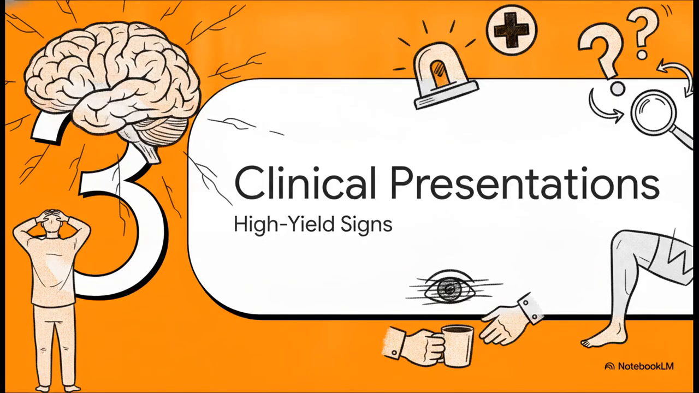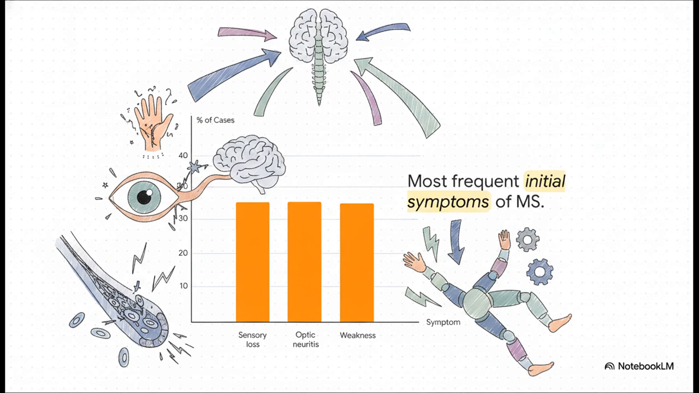All right, Section 3, high-yield clinical presentations. So how does a patient actually present? Well, the most frequent initial symptoms are basically a three-way tie. Sensory loss comes in at 37%, optic neuritis at 36%, and weakness at 35%.